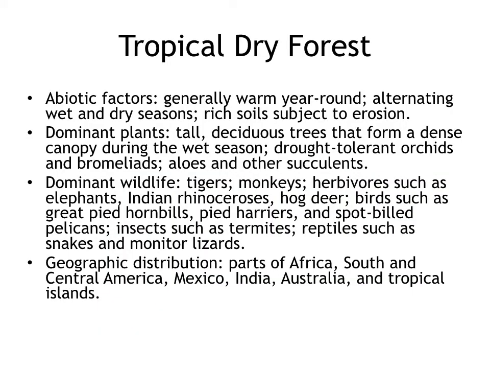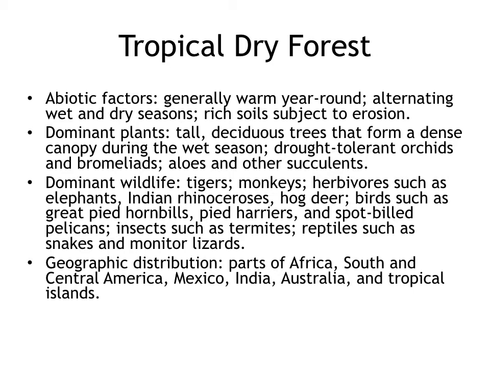The tropical dry forest is generally warm year-round, with alternating wet and dry seasons and rich soils subject to erosion. All right, you're going to have tall deciduous trees, so that's going to be a difference. You're going to have trees that lose their leaves, that form a dense canopy in the wet season, and then you're going to have drought-tolerant orchids for the dry season. This is where you're going to find tigers and monkeys and herbivores, such as elephants, rhinoceros, all right? Termites, reptiles like snakes, monitor lizards.